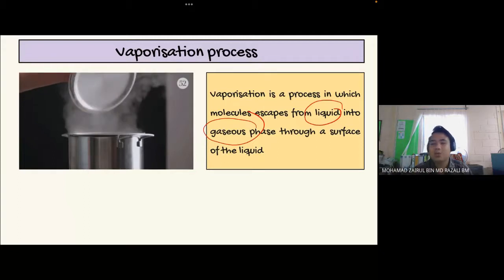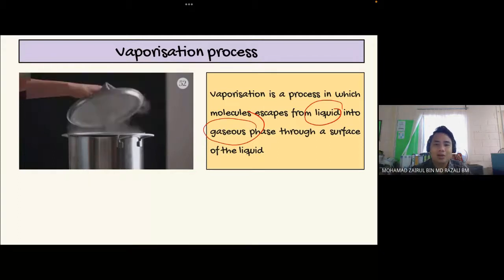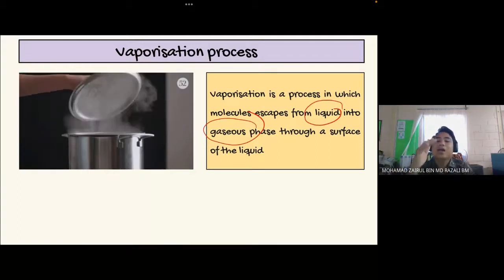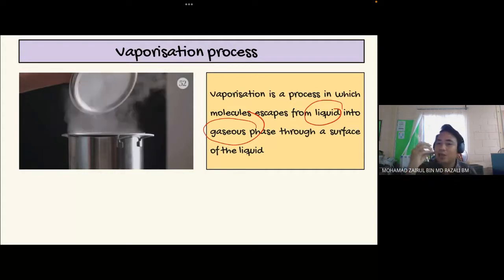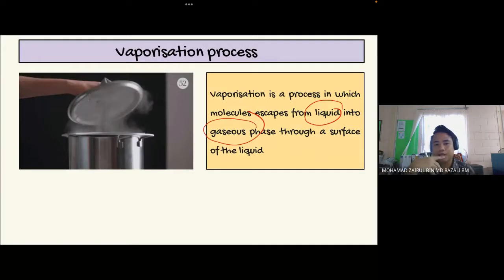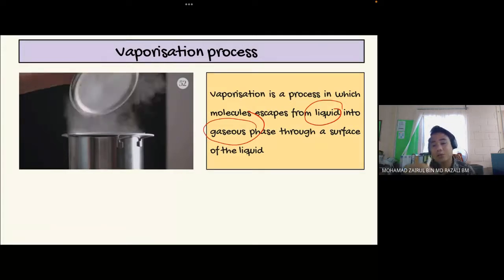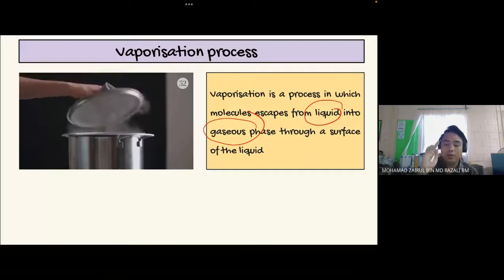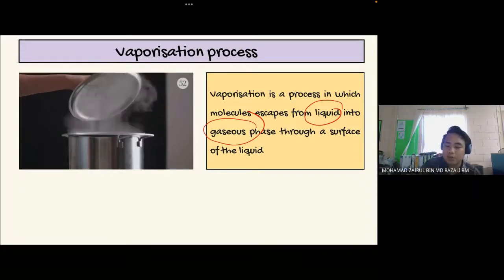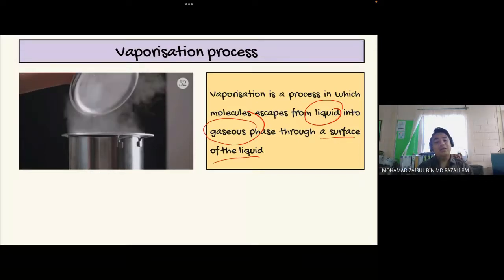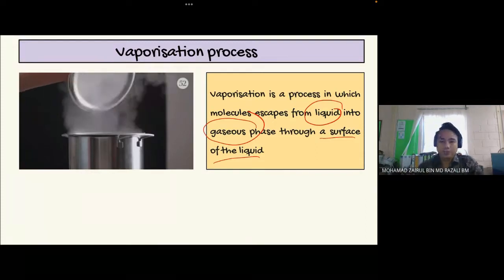Tapi vaporization process boleh berlaku at any temperature. Even letak cawan yang ada air dekat bilik yang ada aircon, still awak akan tengok air tu makin lama makin berkurang. Sebab apa? Even at low temperature, some of it tu still able to form gas. Tapi dia berlaku dekat slower. Itu beza dia dengan boiling. So vaporization tu berlaku at surface of the liquid and it will happen at any temperature.